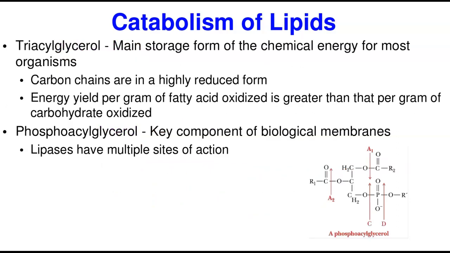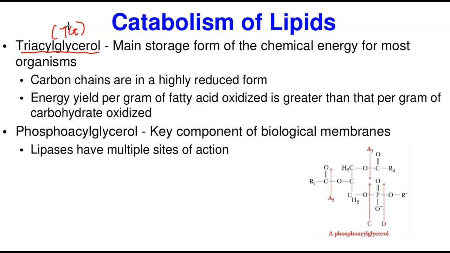So catabolism of lipid, of course, will start from, first of all, liberating fatty acid. The commonest storage of fatty acid is triacyl glycerol. Or we can call it TG. I usually call it triglyceride or TG. Or you can call it TAG, triacyl glycerol, whichever one. So TG, let me use my usual TG, is the main storage form of chemical energy for most organisms.